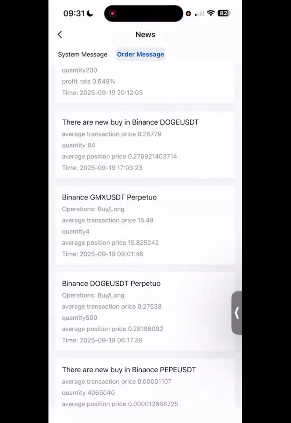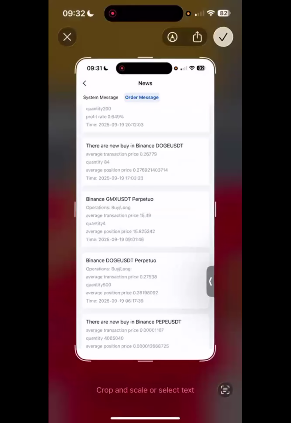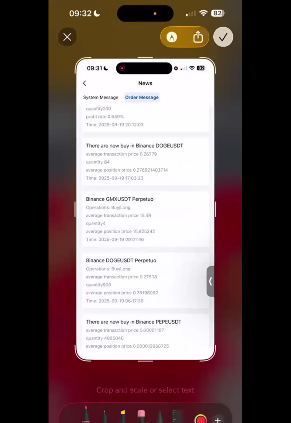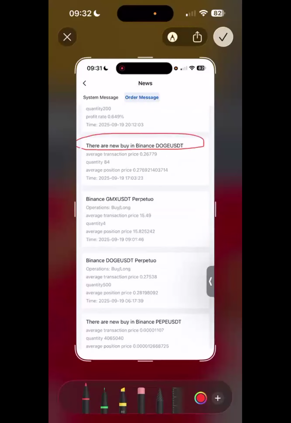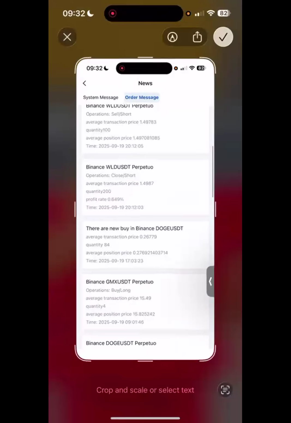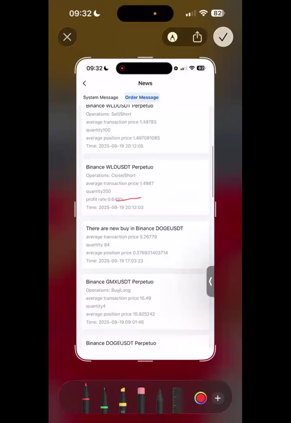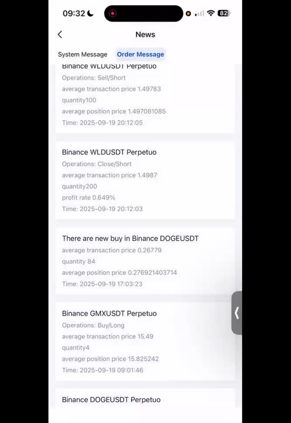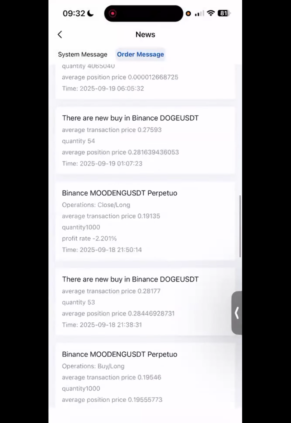Now let us look for an example of the spot. With the spot, you would see it like this. There is no P or perpetual attached to it. The quantity the robot bought, you are able to see it from this aspect. You don't need to go to transaction records to see it. If it is also a sell, you'll be able to see the profit rate you got. You don't have to go back to transaction records to see that. You can see that under the order message.